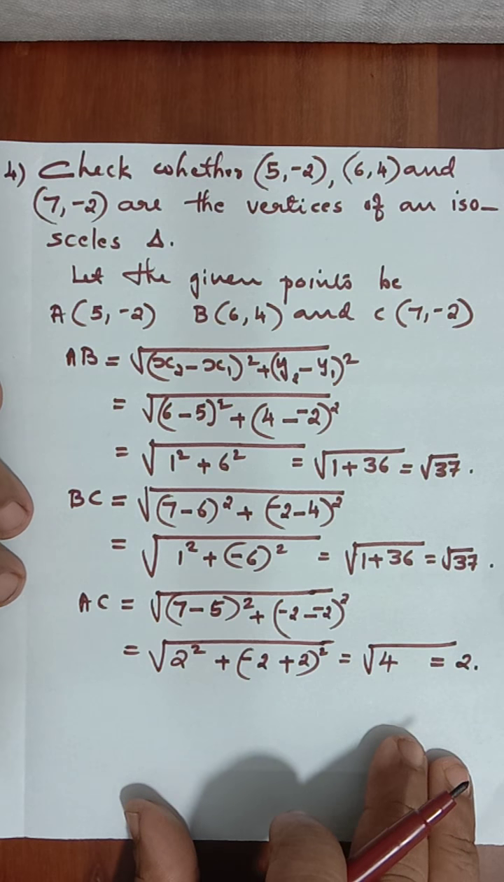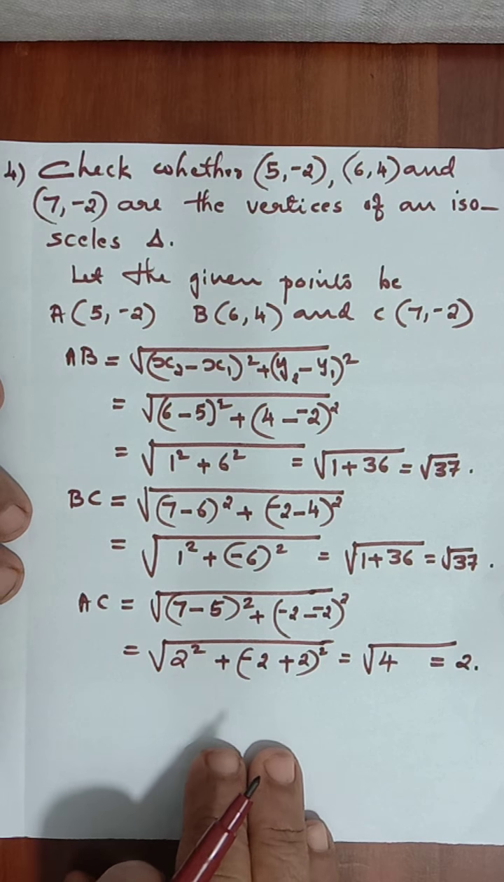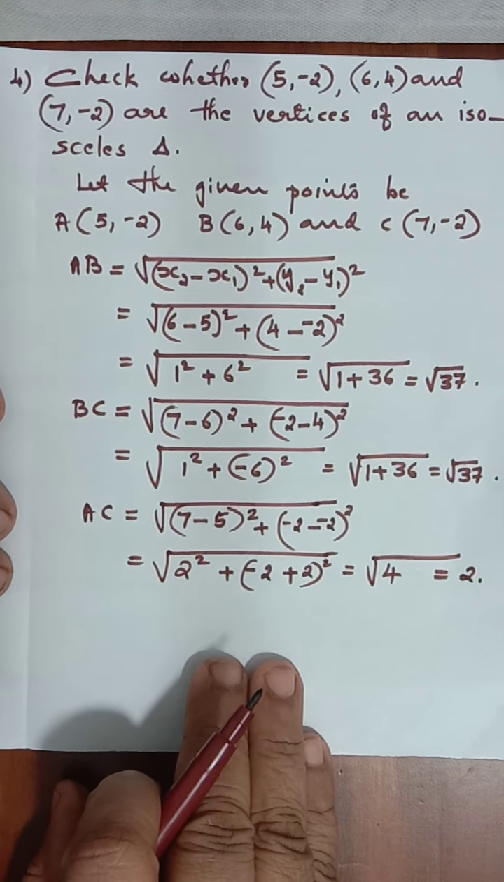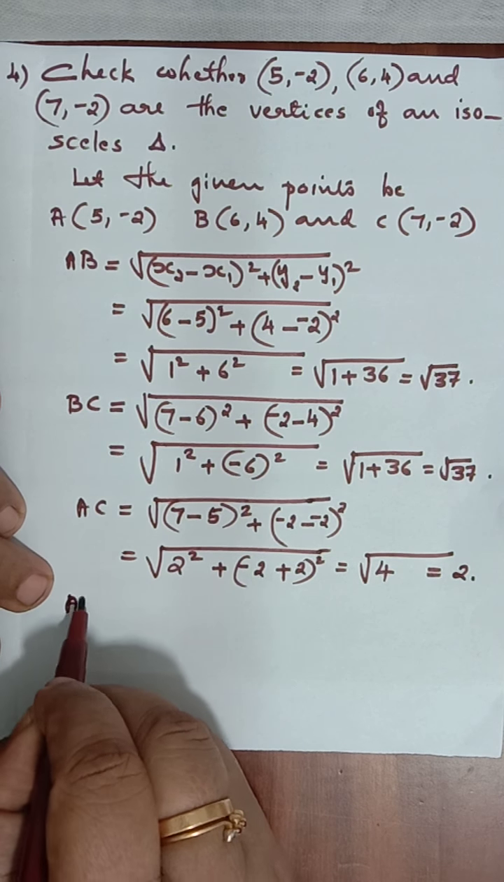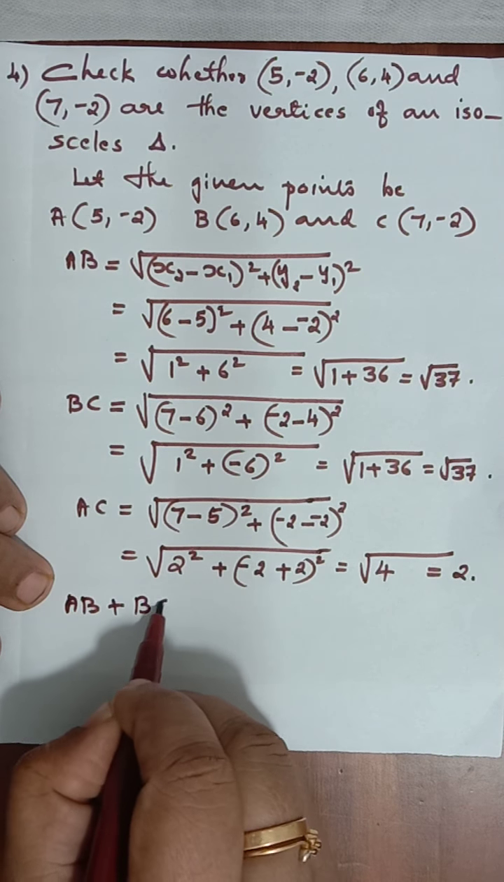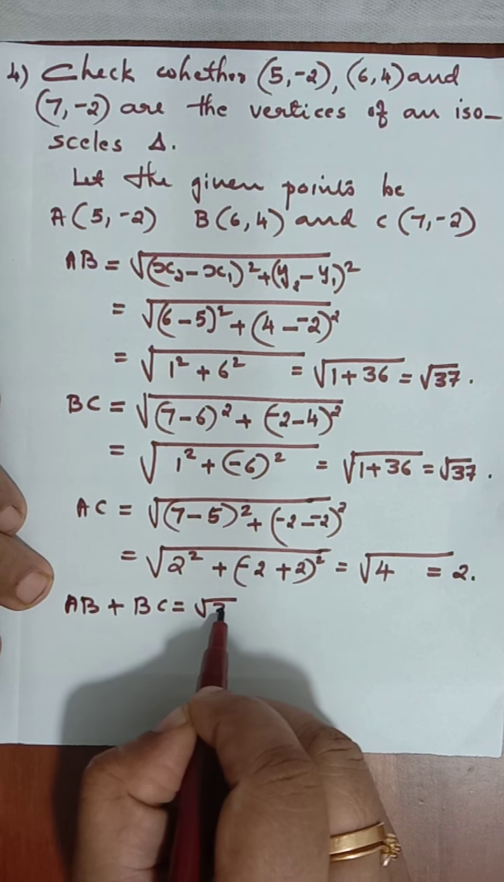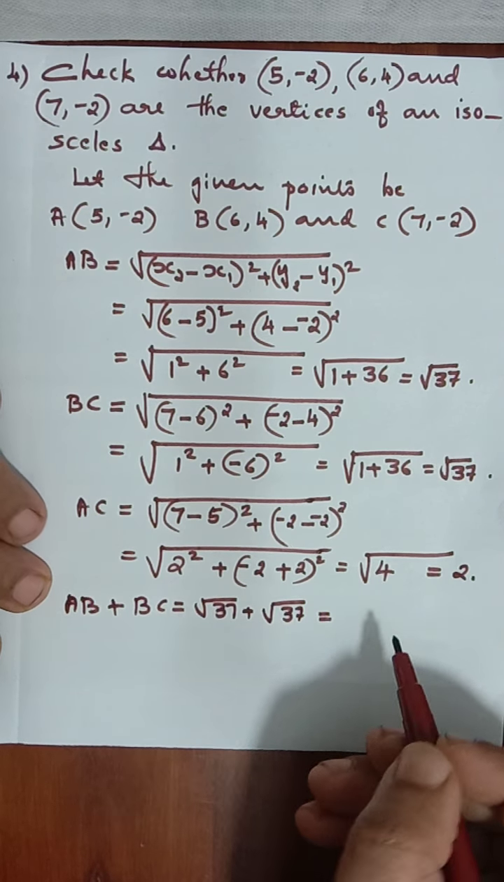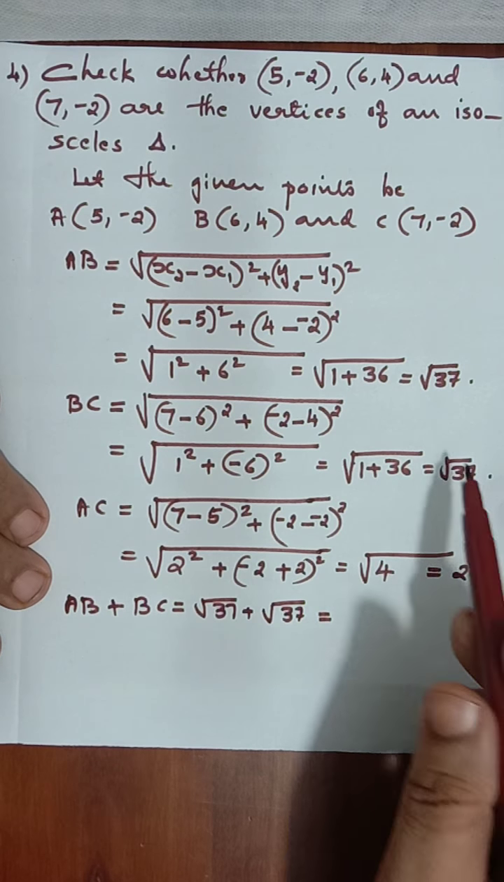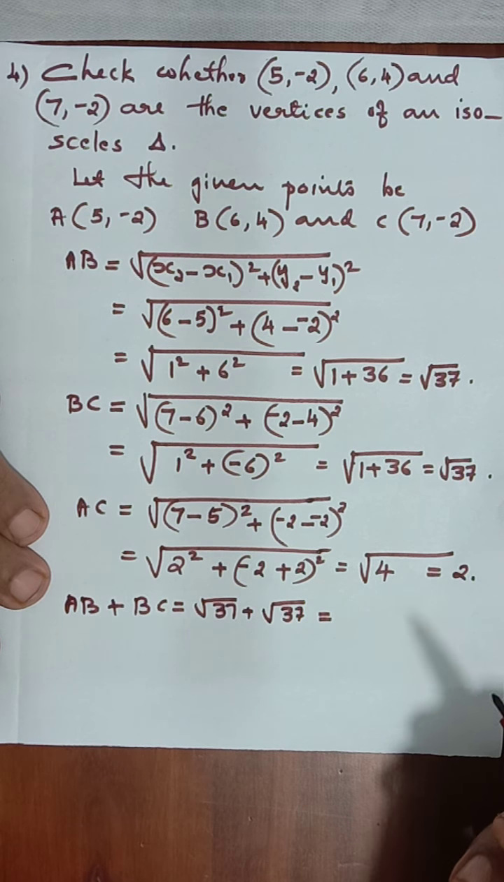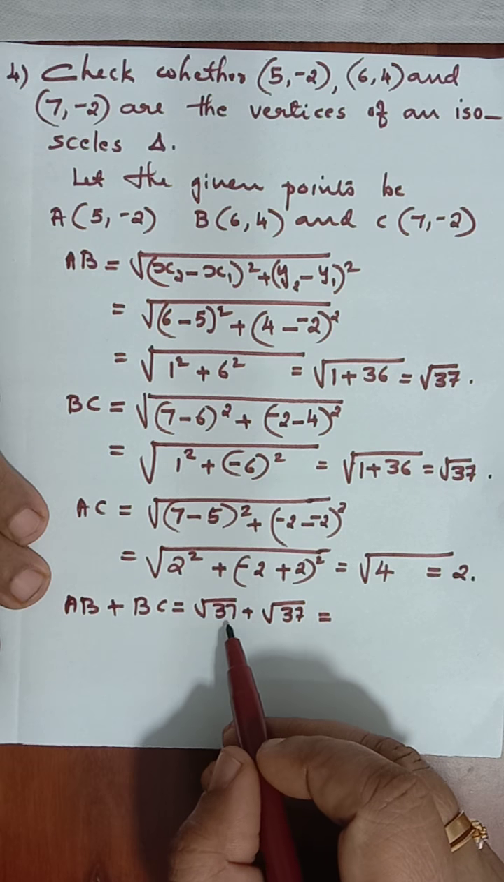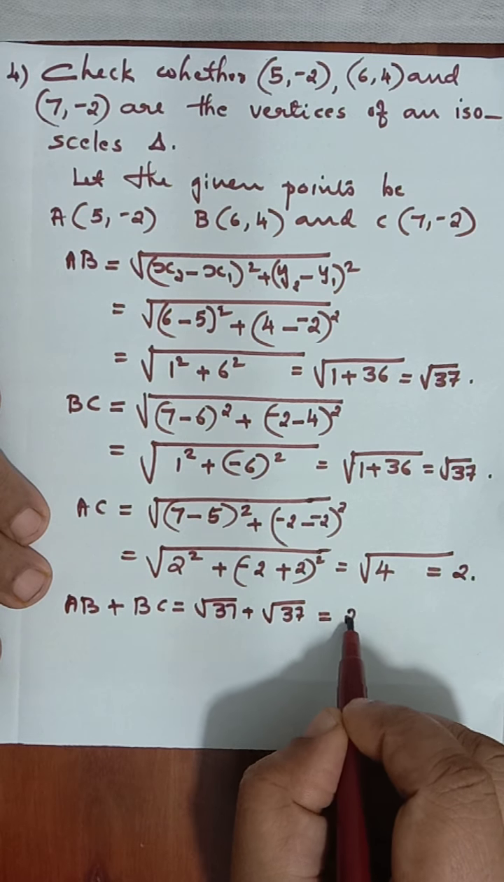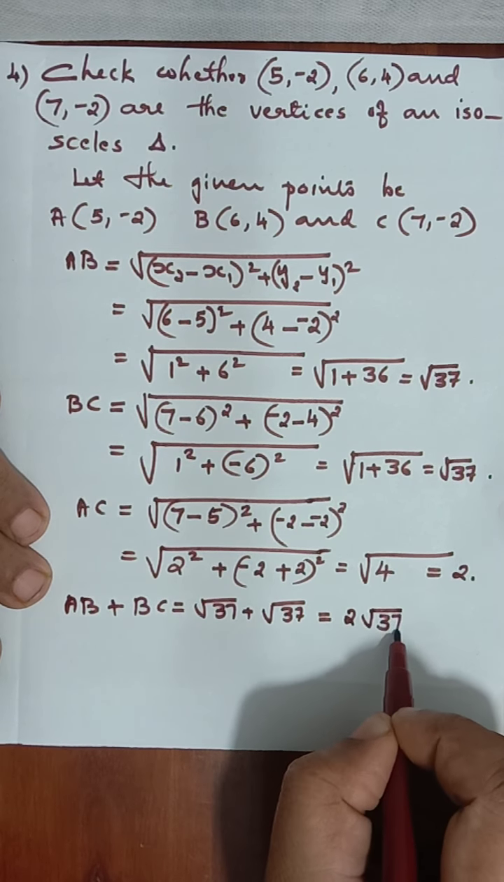What do you think, children? Is it AB plus BC equal to AC or not? So let us write this step completed. AB plus BC. What is our AB? Root 37 plus root 37. Here you don't want to find out the value because it is understood. Their sum will not be equal to 2. How can it be equal to 2? 1 root 37 plus 1 root 37 is 2 root 37 is the sum.